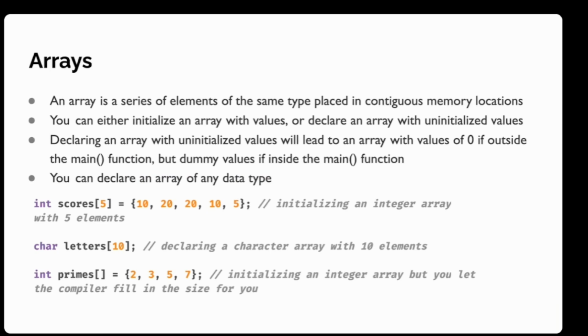So you can declare an array of any data type. For example, you have an integer array. And this is how we declare, by the way. In scores, we put the size of the array in square brackets next to the variable name. So this array here has 5 elements, so we put 5 in between square brackets after the variable name scores.